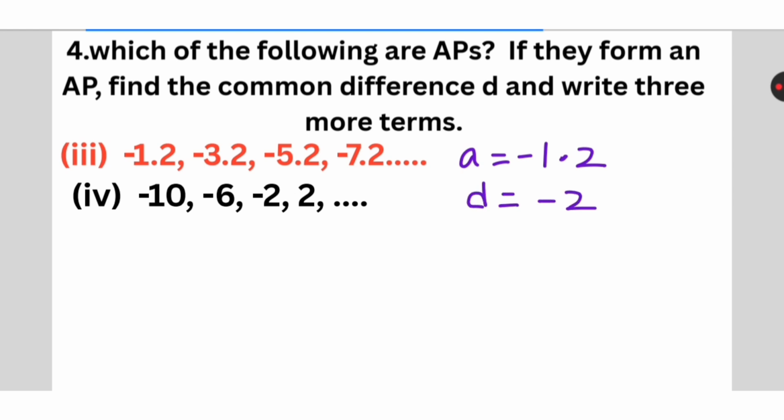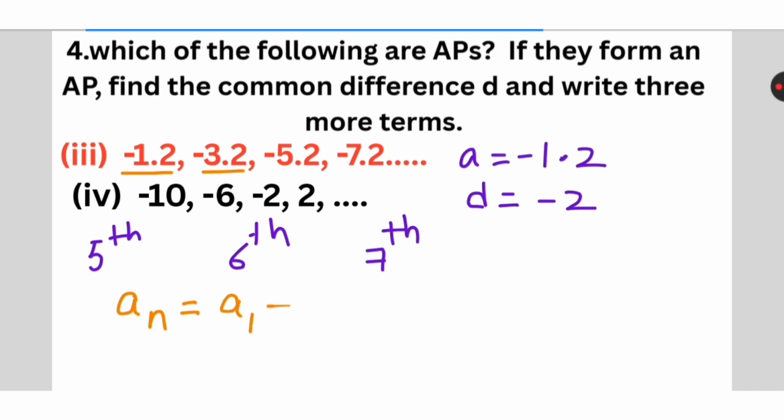So what they said is, if it forms an arithmetic progression, you have to write 3 more terms. So this is our first term, second term, third term, fourth term. That means you need to write the 5th, 6th, 7th terms. The first term is A. What is the general equation for the nth term? An equals A1 plus n minus 1 into D. If you want to write the second term, you have to take n as 2. So A2, the second term, equals A1 plus 2 minus 1. So n is 2, and 2 minus 1 gives only 1. So 1 times D is only D. So the second term is A1 plus D.